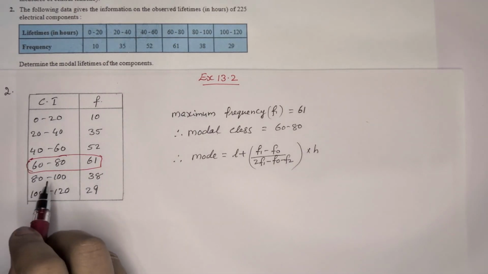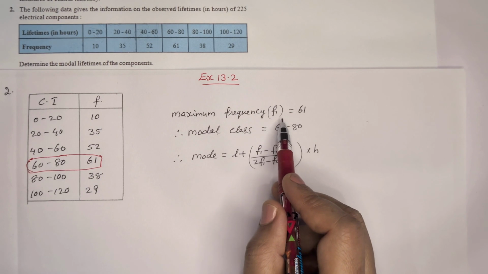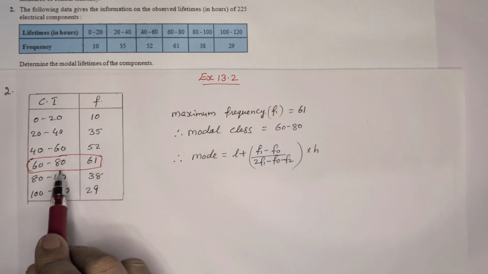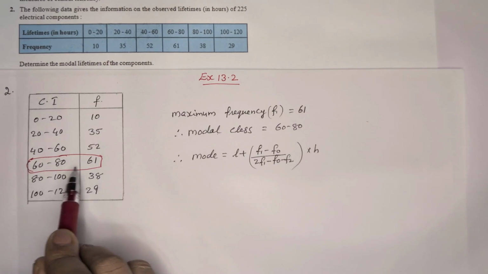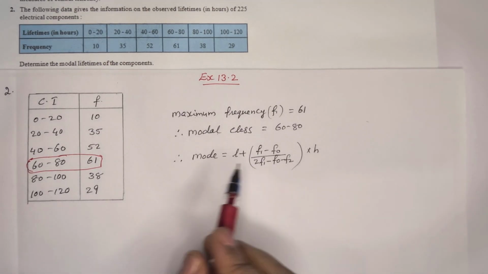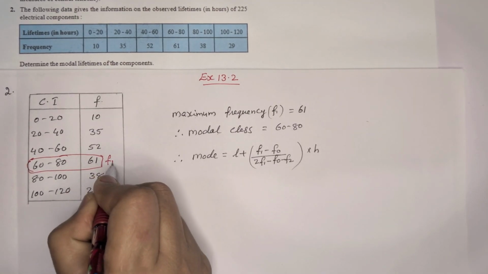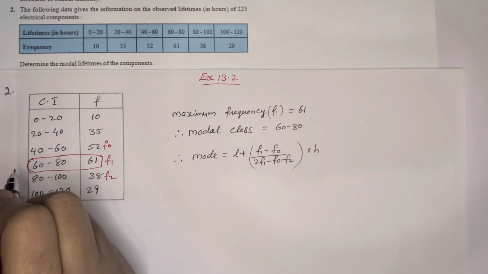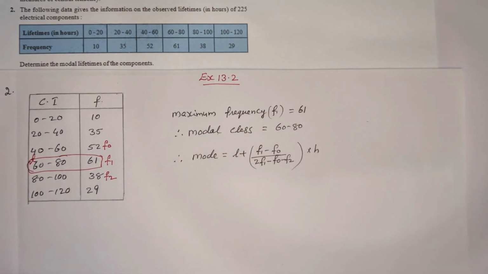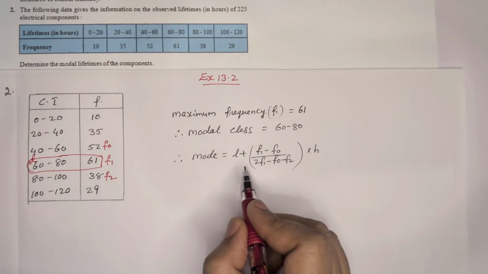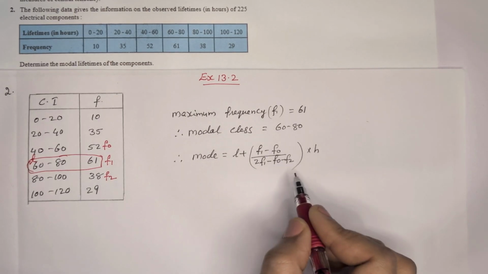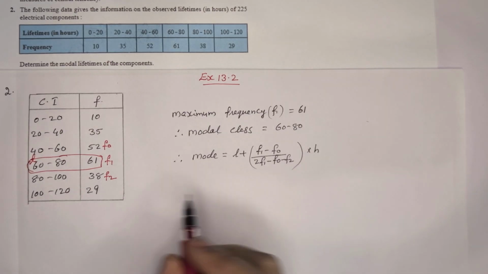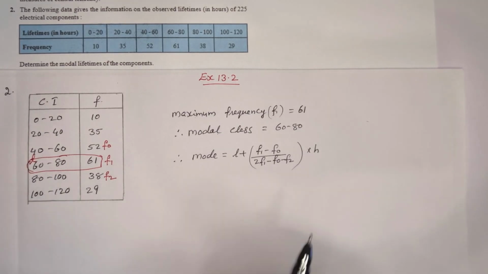The modal class is 60 to 80. You can write maximum frequency F1 that is 61, modal class is 60 to 80, the same class interval. And then here this is F1, top F0, this F2. This is the lower limit L. So we can write mode is equal to L plus (F1 minus F0) by (2F1 minus F0 minus F2) into H. Here H is the class interval.